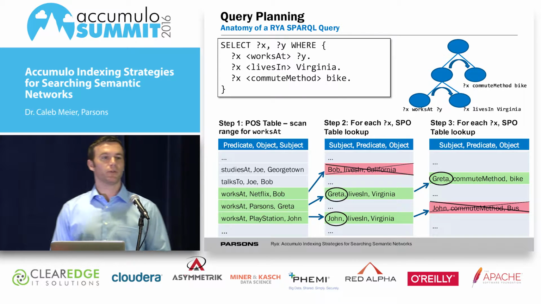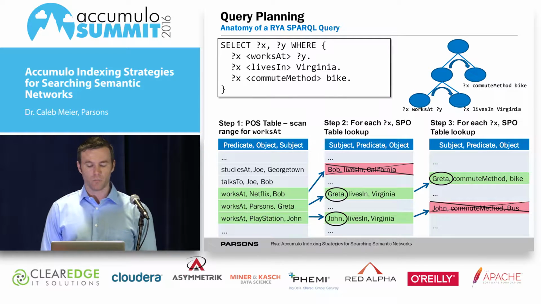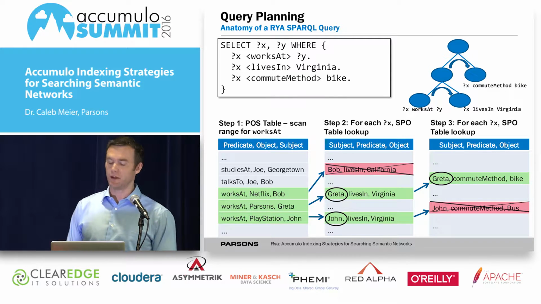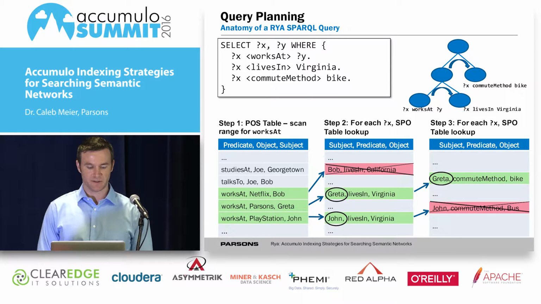So let's just walk through that evaluation process. For the first scan to evaluate x works at y, we would scan the POS table, because the only constant that appears in x works at y is works at, which is the predicate.